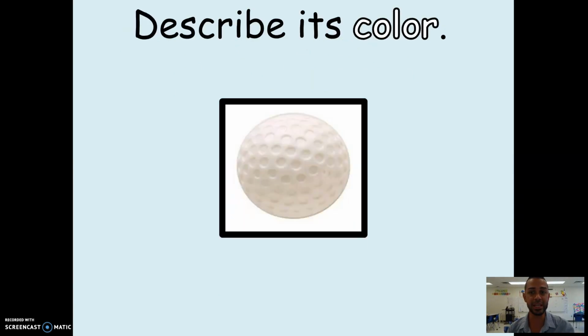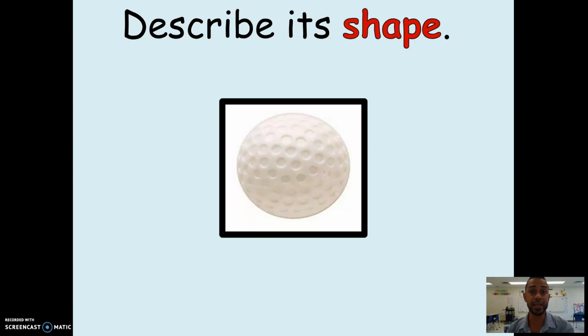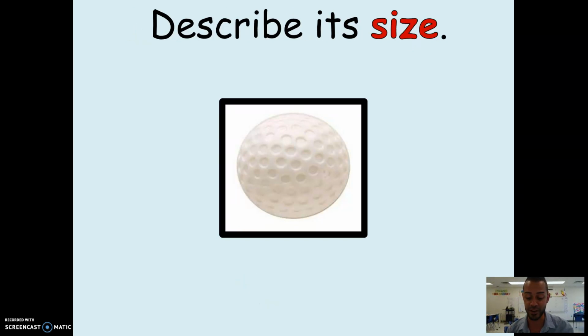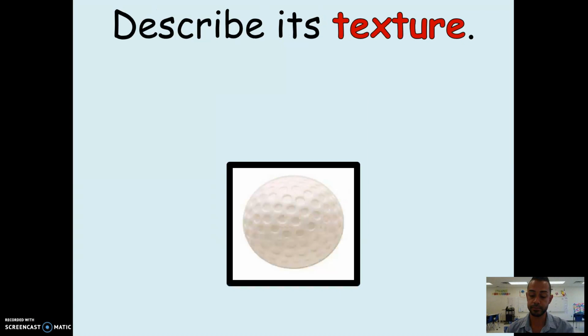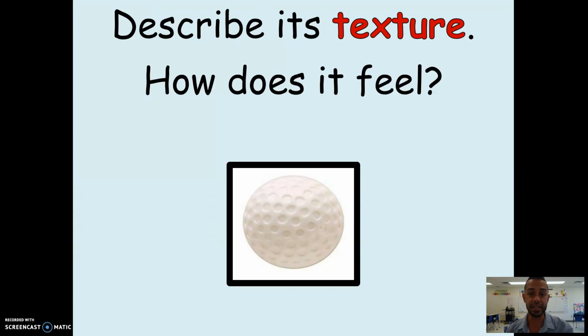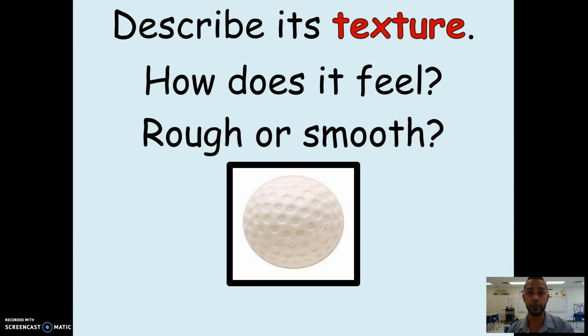For example, we can describe the color. That is obviously white. We can describe the shape of matter. In this case, the golf ball is a sphere. And we can describe the size. We can say when something is small, big, or large. We can talk about the texture, when something is rough, smooth, or soft. In this case, this item, the golf ball, is rough.